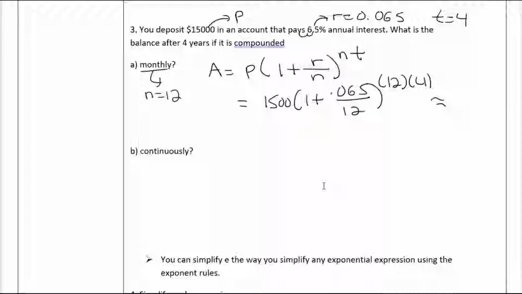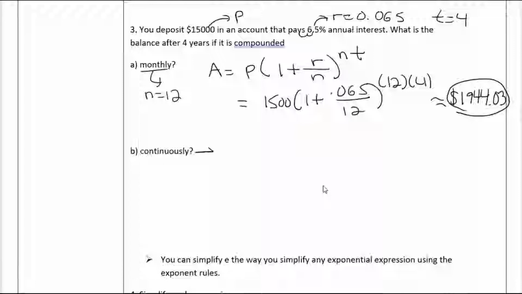When we do that, we get $1,944.03. All right, so that's compounding monthly.